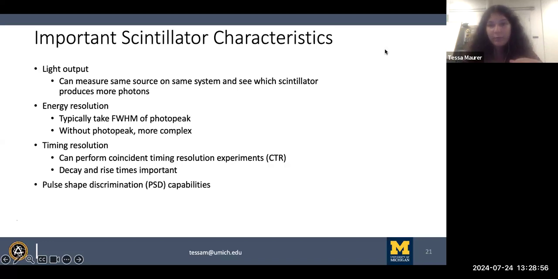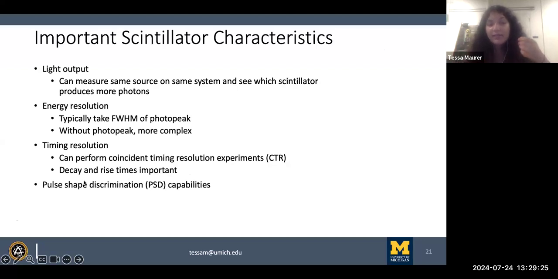But just to give more of an overview, timing resolution is also really important. This matters for imaging systems, including medical imaging systems. If you've ever gotten a PET scan, timing resolution is critical. And by the way, PET scans use scintillators, so a lot of these same concepts are exactly what's going on with PET scans. You can perform something called a coincidence timing resolution experiment to quantify that.